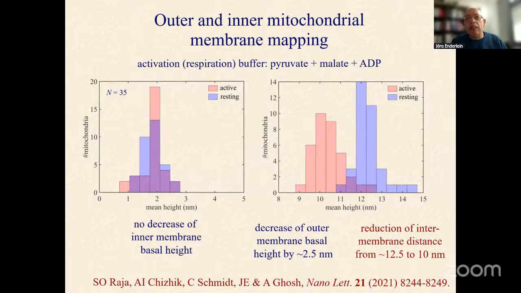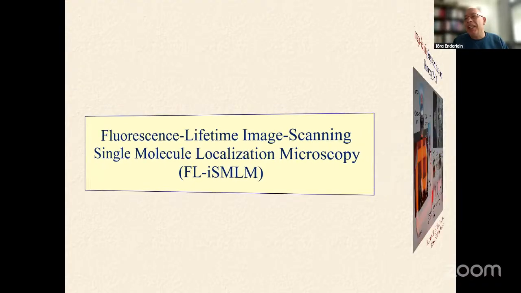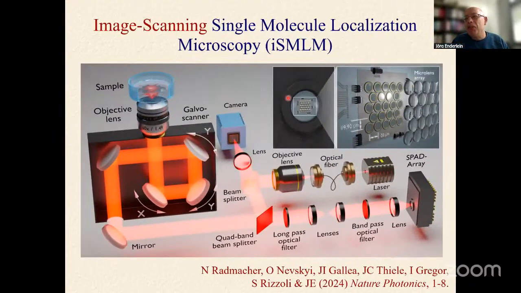So now it's the final stage of my presentation, which is basically combining everything. And this is fluorescence lifetime image scanning single molecule localization microscopy. So again, let me show you our setup. That was what you already have seen. We have our pulse excitation laser. We have our very fast scan unit. We can then take scan images here. And then, as I said, we can use it also for single molecule localization microscopy.